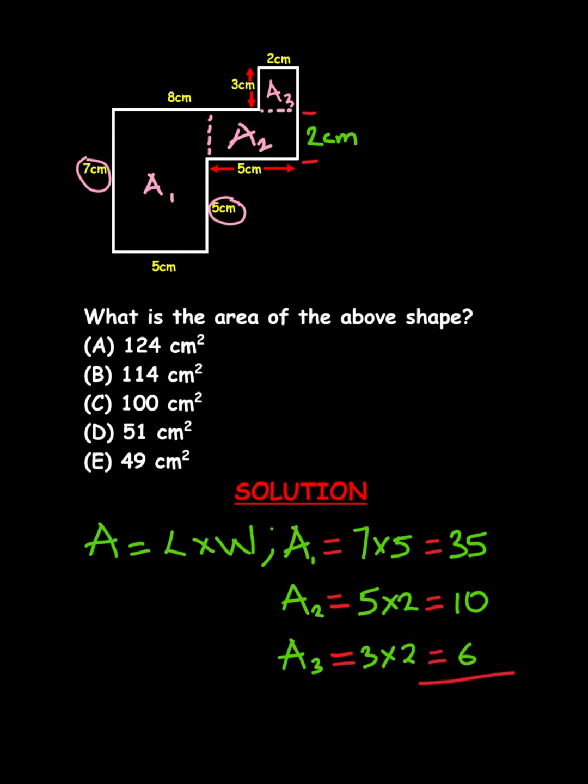35 plus 10 plus 6 equals 51 square centimeters, which is the area of the irregular polygon. The correct answer is D.